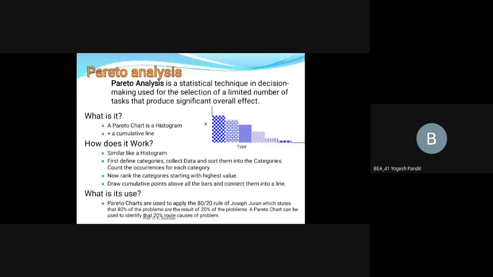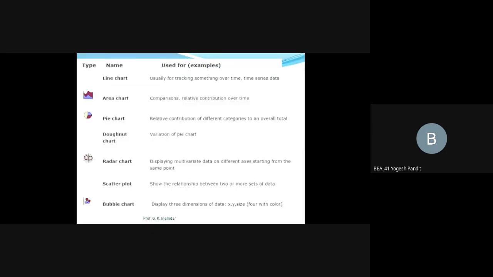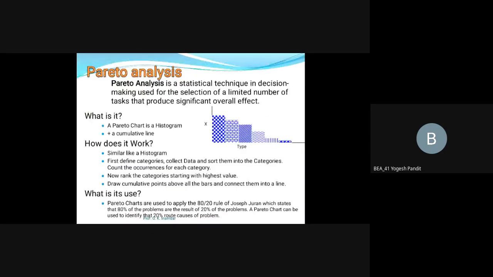And next is the Pareto analysis. Pareto analysis is a statistical technique in decision making used for the selection of a limited number of tasks that produce significant overall effect. This is like a histogram also, we can say that. A Pareto chart is a histogram plus a cumulative line. Here, in terms of cumulative data, we can use that also.